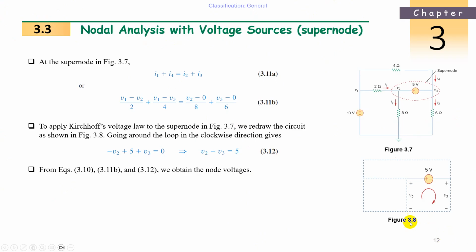In this supernode technique, we write the Kirchhoff's voltage law equation by removing all the other elements and writing the loop equation for that supernode. Then we get 3 equations and 3 unknowns. Then we can solve it.